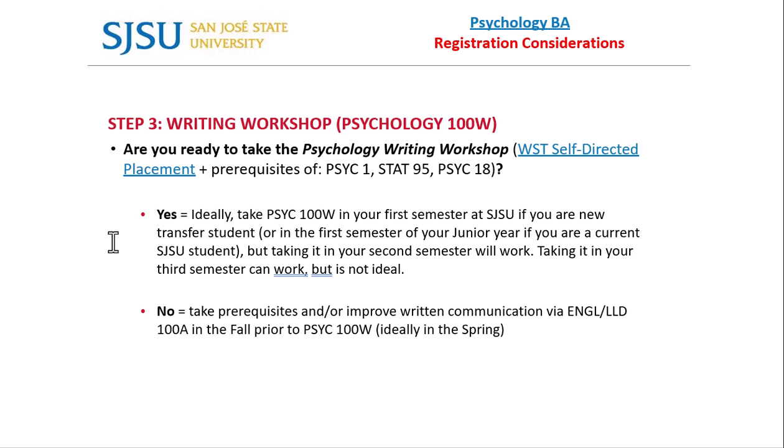Taking it in your second semester will also work, but taking it in your third semester is not really ideal. That's because 100W is a prerequisite for the other required upper division psychology classes that I'll talk about later. So if you're ready to take 100W, that's a priority. If you're not ready to take it yet, maybe you haven't fulfilled the prerequisites, or maybe you need to improve your writing skills, then in your first semester, you should enroll in either English or LLD 100A.